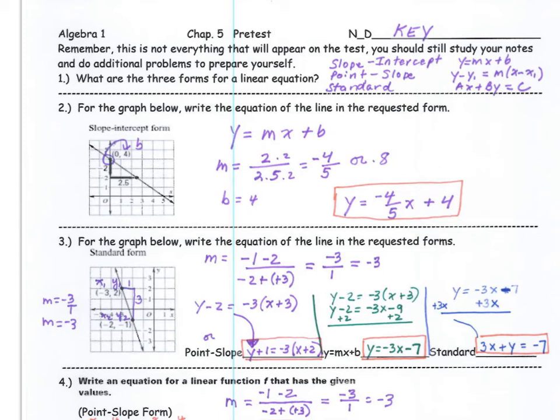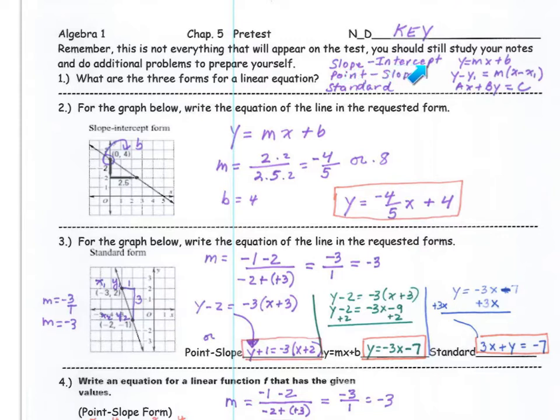Okay, Algebra 1, these are the answers to the Chapter 5 review, the optional practice tests that you were given to complete on your own, and then check these solutions. Alright, so let's talk about the forms for number 1, the forms for a linear equation.